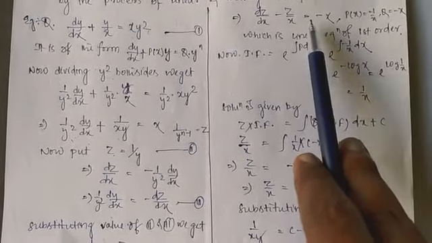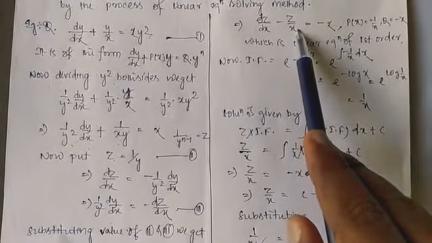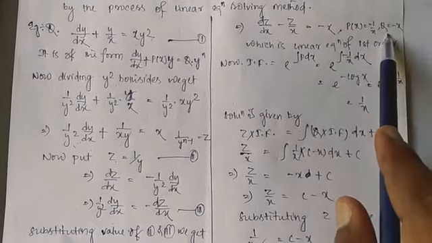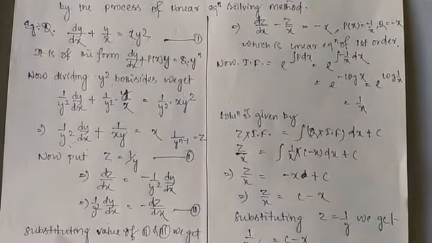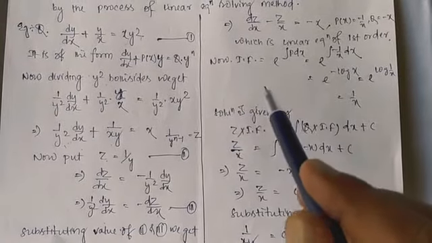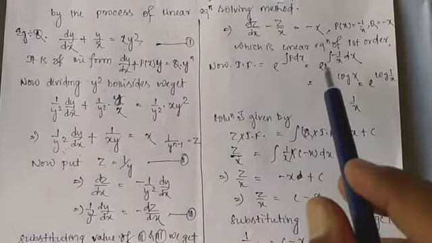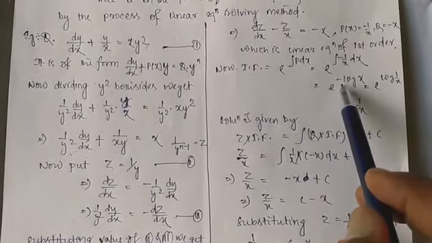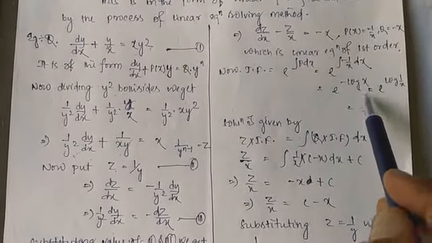This is the converted equation where the converted p is minus 1 by x and the converted q equal to minus x. These are the p1 and q1. So this is in the form of a linear differential equation. So integrating factor equal to e to the power integration p dx. So integration of minus 1 by x equal to minus log x, and this is equal to 1 by x.